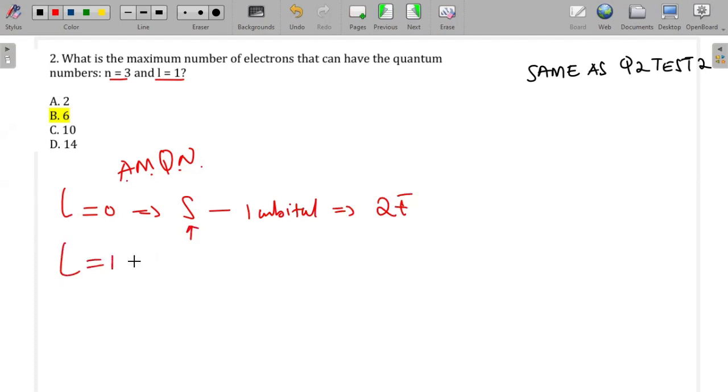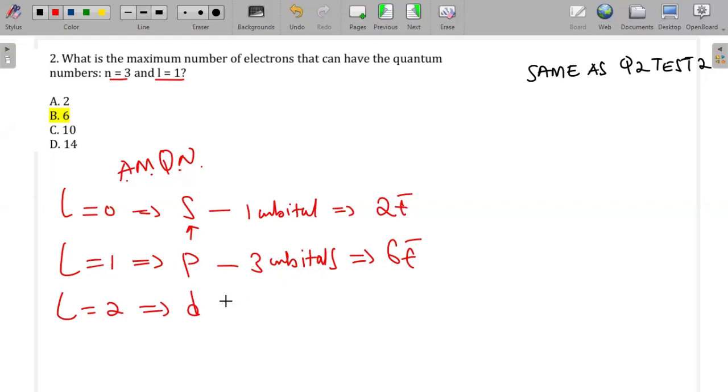When L is 1, then you have the P subshell. The P subshell has 3 orbitals, and each of these orbitals will contain 2 electrons, so the maximum there will be 6 electrons. When L is 2, we have the D subshell, which has 5 orbitals.